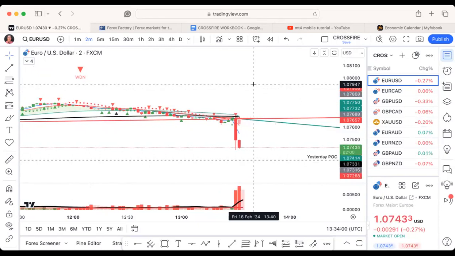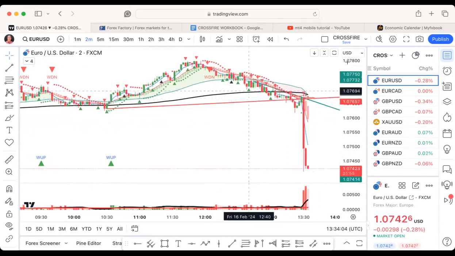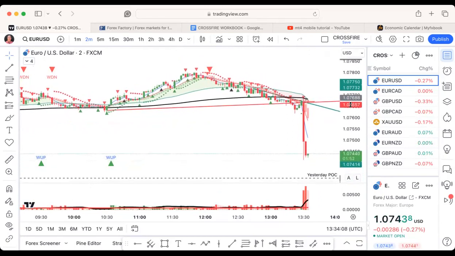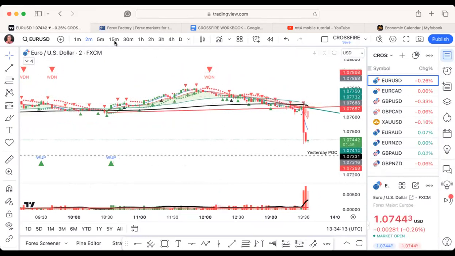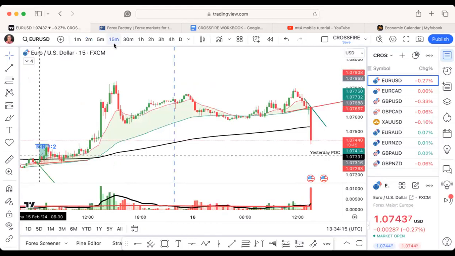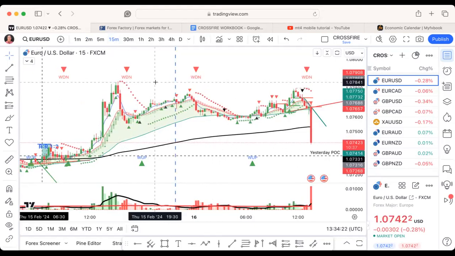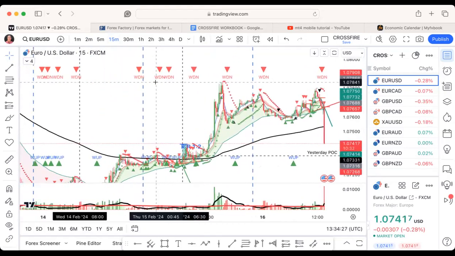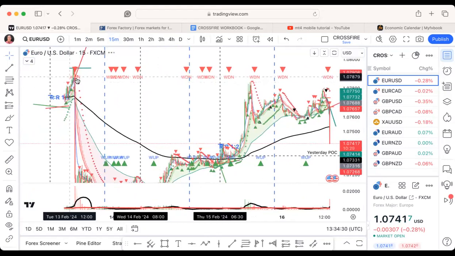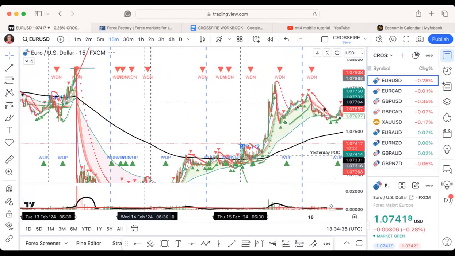Let me just reset that chart. There's also reasons why they might want to push price up instead of down. If I go to a bigger time frame, the 15-minute, there's a little bit of imbalance here. That's from yesterday. There's even more imbalance from that day when it tanked. I'll look closer at that.